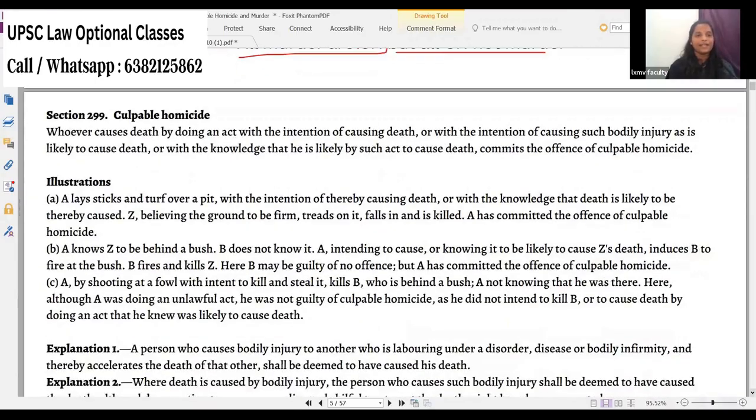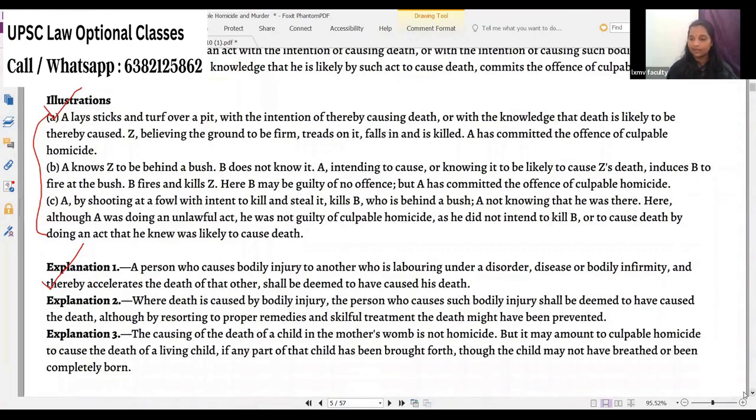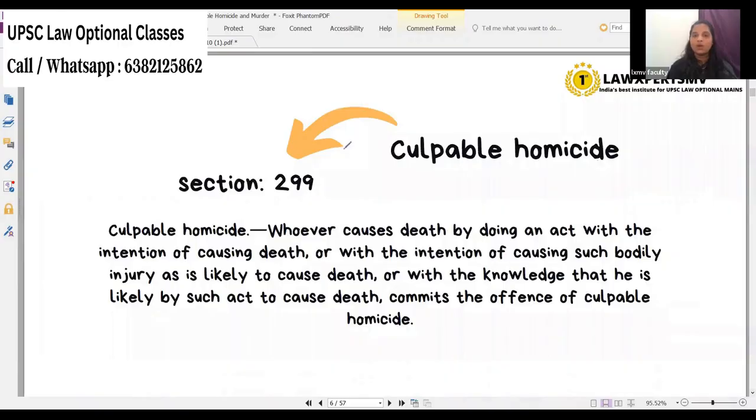Now we are going to the concrete section, that is section 299, which defines culpable homicide. You have a main clause in 299, and then you have 3 illustrations and 3 explanations. We are going to do even the illustrations, because questions come from the illustrations too. Let's decipher one by one. I have just given you an idea of how 299 looks. It has a main clause, 3 illustrations and 3 explanations. Very simple. So what is culpable homicide under section 299?